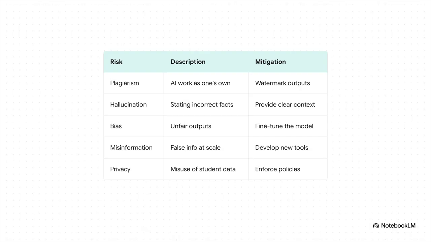This table really gives us a great way to think about this. For every single risk, people are working on a potential solution. To fight plagiarism, you could watermark the AI's output. For hallucinations, that's when the AI just confidently invents facts, you can ground it with specific source material. To tackle bias in the model, it can be fine-tuned on more diverse and representative data. And to protect student privacy, well, strong enforceable usage policies are absolutely non-negotiable.